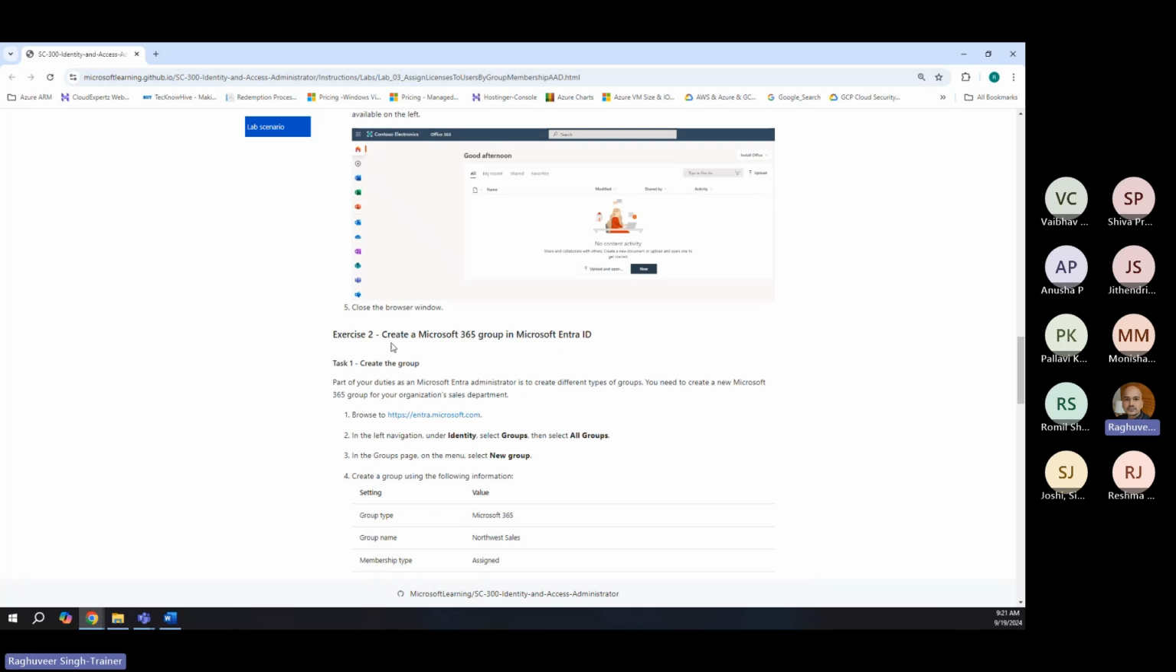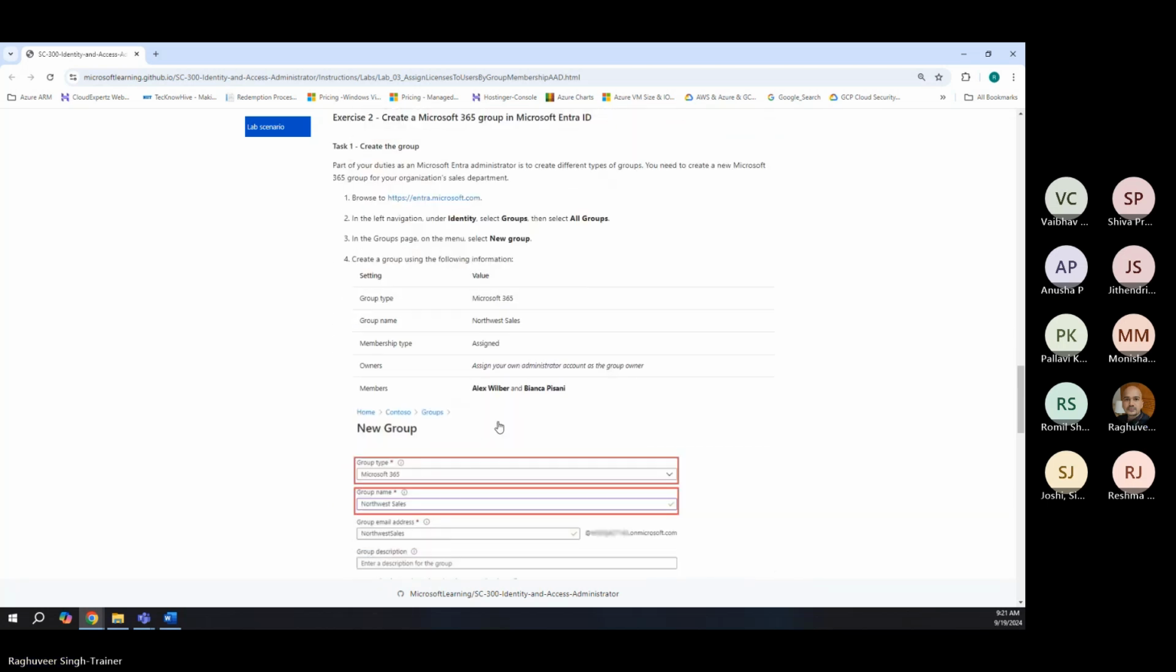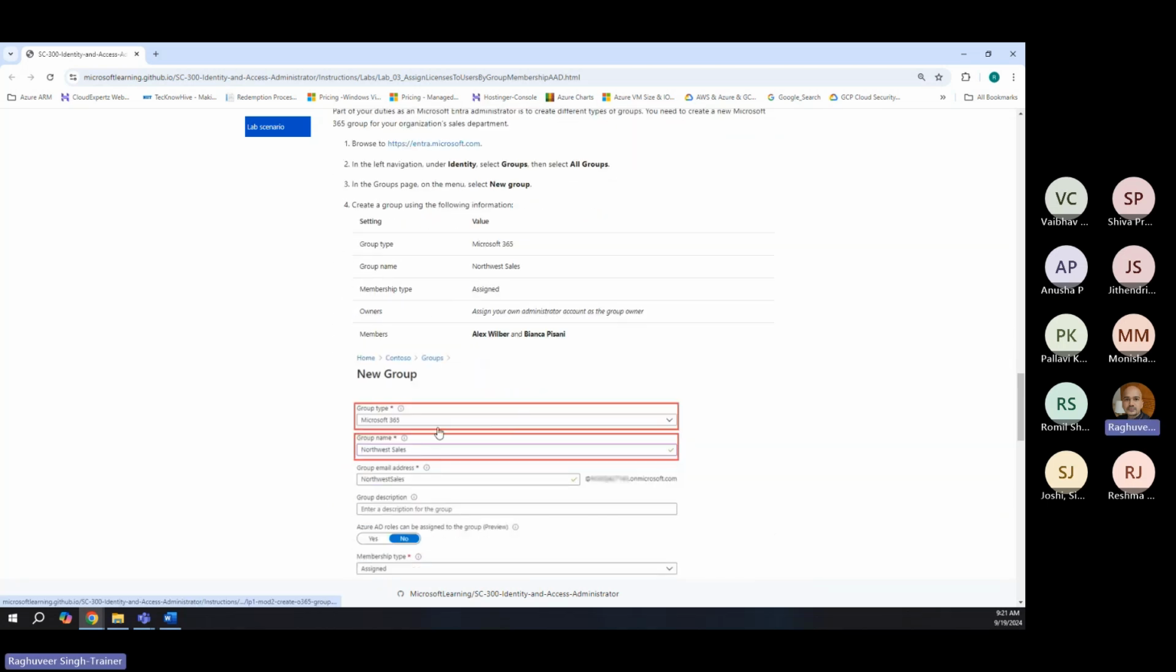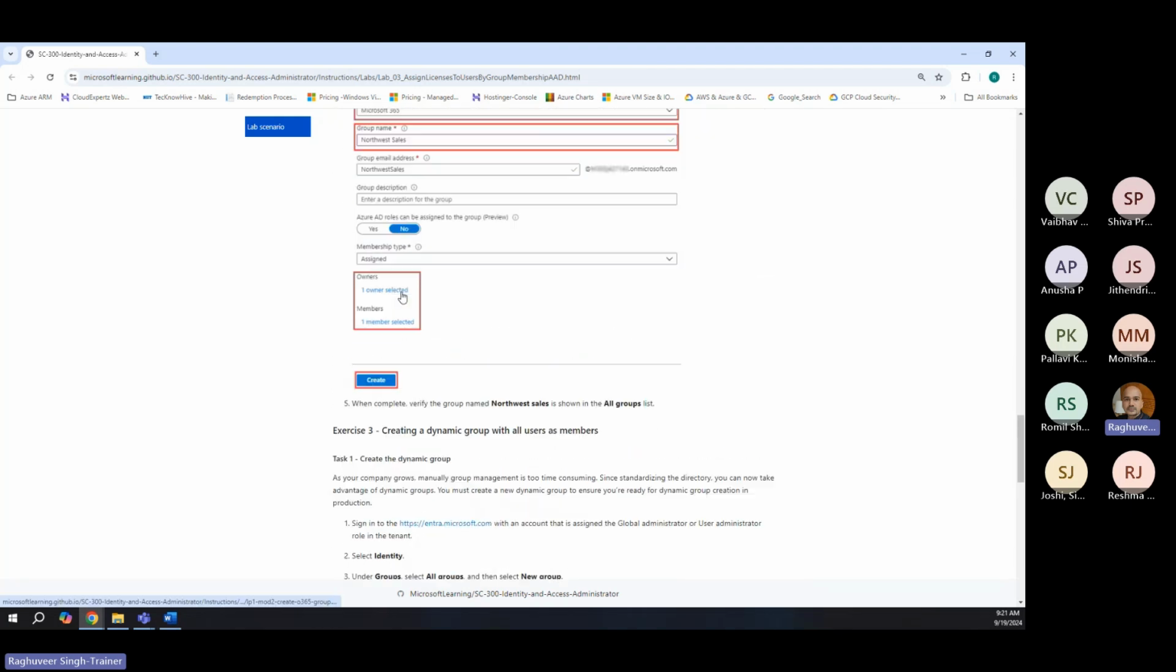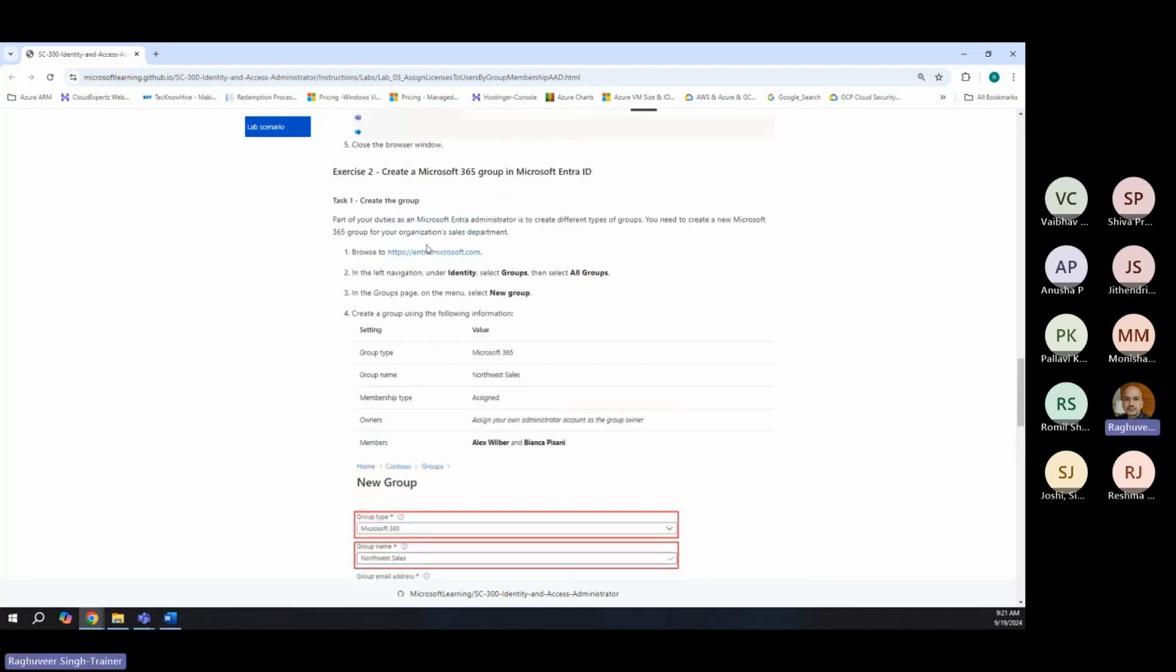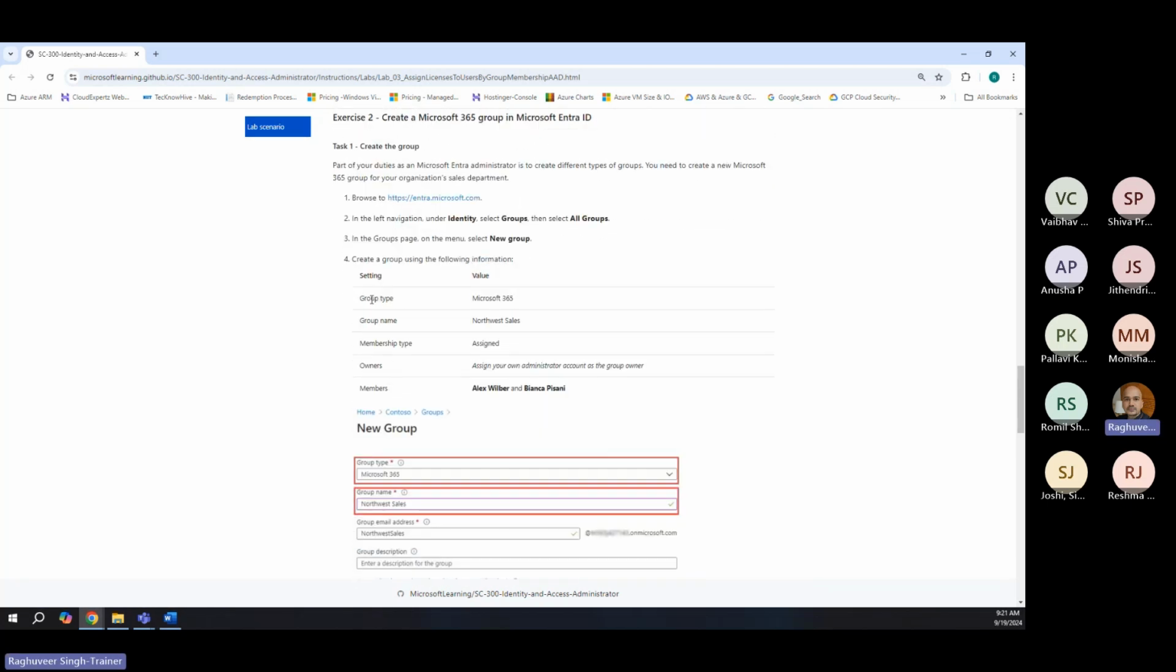Then comes exercise 2. This is exercise 2 basically, which is once again creating a Microsoft 365 group. So just skip exercise 2. I'm saying you can do exercise 2. Exercise 2 is basically for Microsoft 365. We have two types of group. We have security group and we have M365 group. Security group we basically use to group users, group identities, as well as devices, human and non-human identities both.